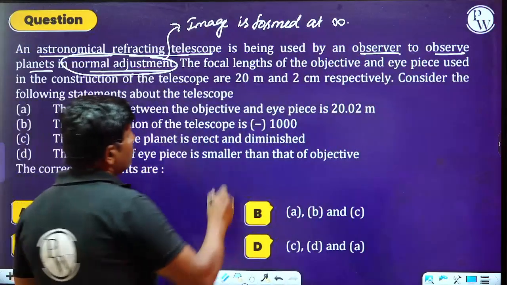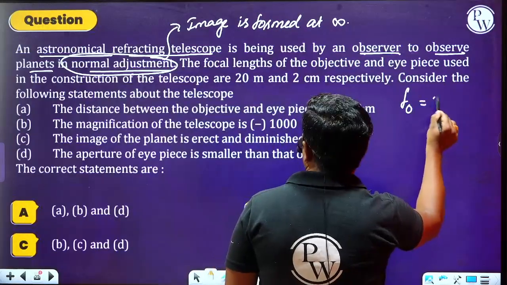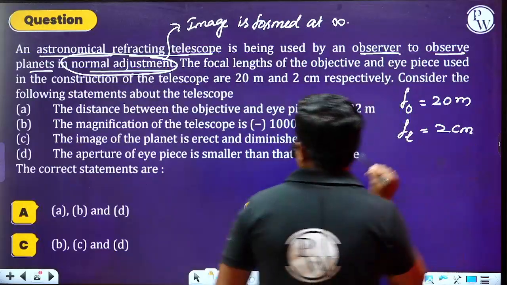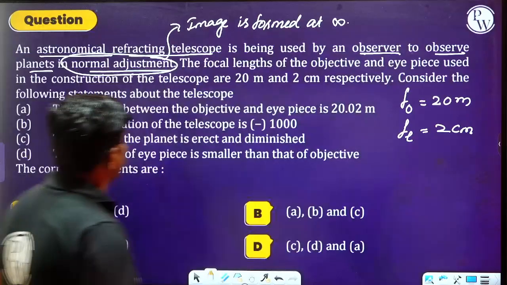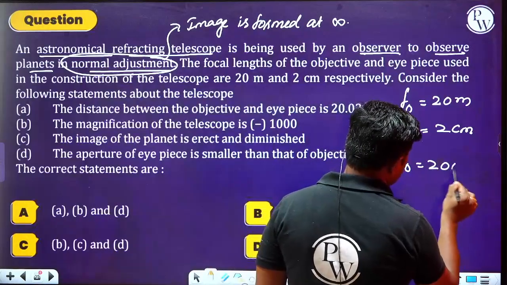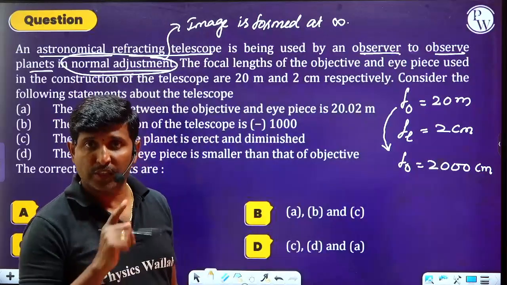So observe this. The focal length of the objective and the eyepiece used in the construction of the telescope: the objective focal length is 20 meter and the eyepiece focal length is 2 centimeter. Please calculate what they are saying to us. Consider the following statements about the telescope. Whenever we consider the focal length of the objective, 20 meter is nothing but 2000 centimeter. We should be very careful with the units.